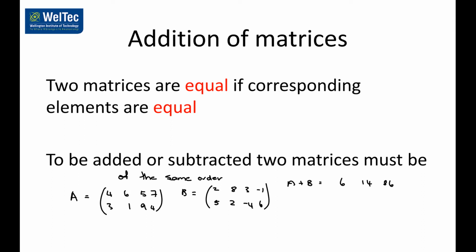Oops, that's not 86, that's 8, 6, and 8, 3, 5, 10. And if we were going to find A minus B, it would be 2, negative 2, 2, 8, negative 2, negative 1, 13, and 2. So we're subtracting corresponding elements.